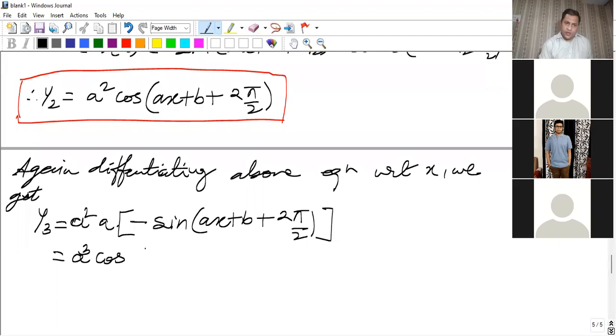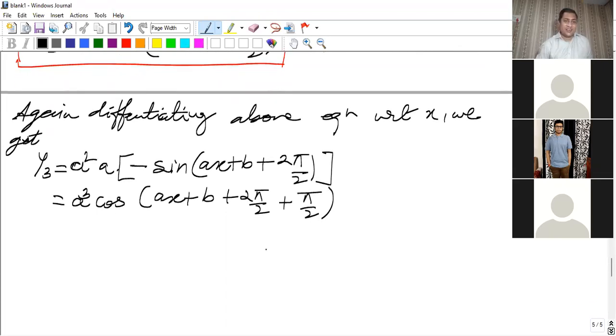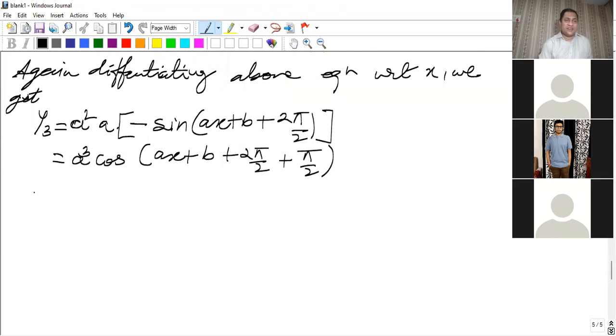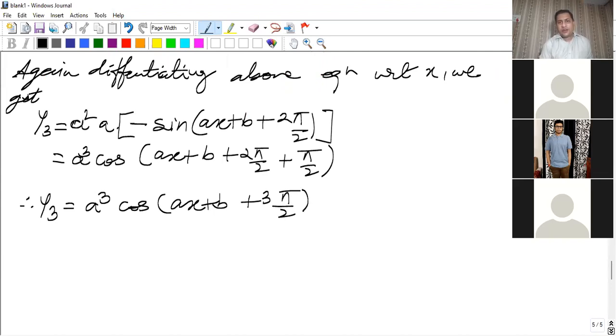Okay, so this will be cos of ax plus b plus 2 pi by 2, plus again you will be having pi by 2. Is that okay? Are you getting this, sir? Yes. So it's becoming interesting now. So what we get here, y3 is equal to a cube cos of ax plus b plus 3 pi by 2. Okay, and this is our third derivative.